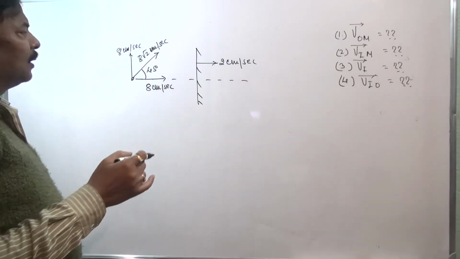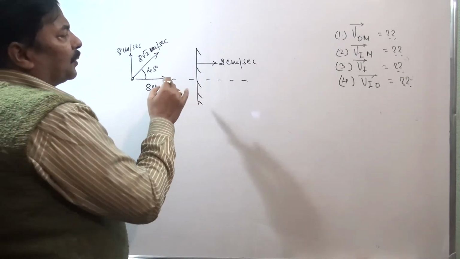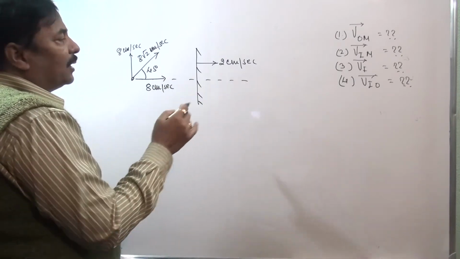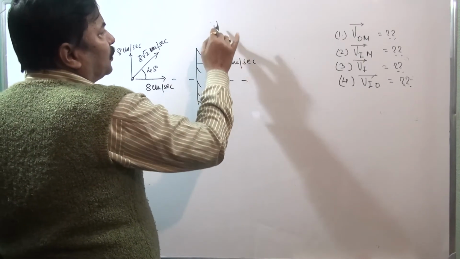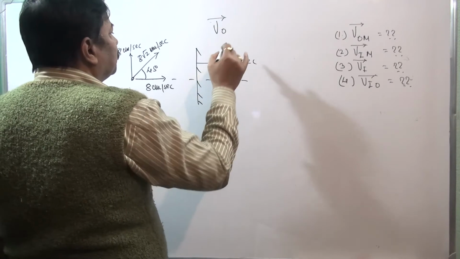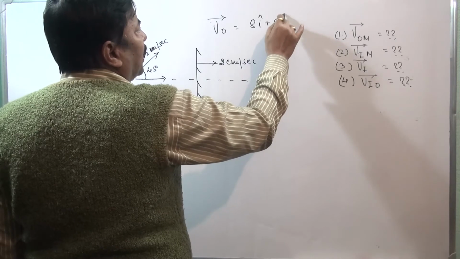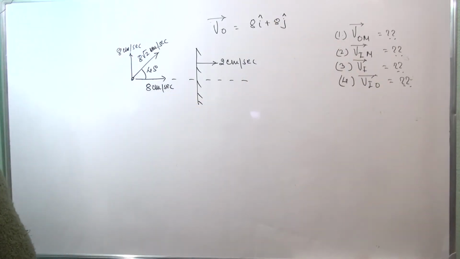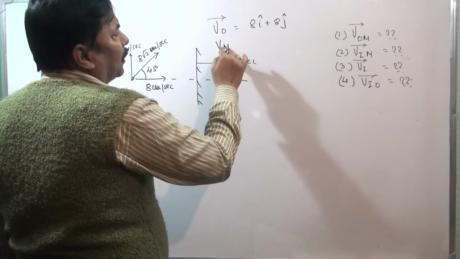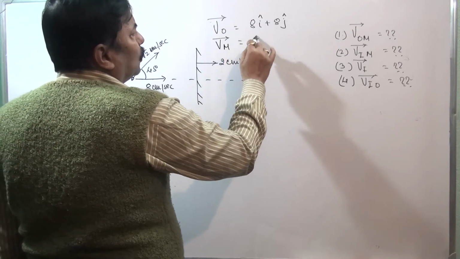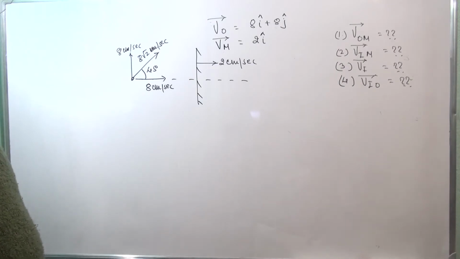First, if I am writing the velocity of object in terms of i, j, k, this axis is the x-axis, so it is the i direction, and this axis is the y-axis, so this is the j direction. So the velocity of object we can write in this way: 8 i cap plus 8 j cap. This is the way we can write the velocity of object in vector form. If you want to write the velocity of mirror, then it is 2 i cap. Now we will go to our question.